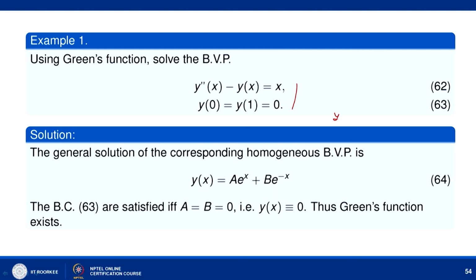So consider y''(x) - y(x) = 0, y(0) = y(1) = 0, and we try to find the solution here. We can say that the general solution of the corresponding homogeneous boundary problem is y(x) = a e^x + b e^(-x), and when you apply the boundary conditions, a and b both come out to be 0. So it means that we have only a trivial solution of the homogeneous boundary value problem, and hence your Green's function exists.